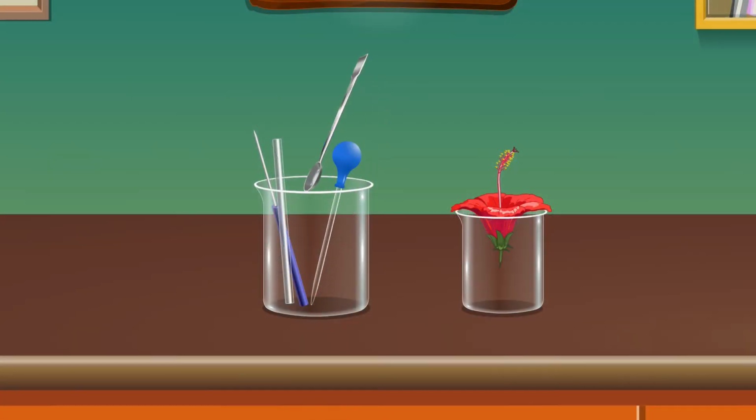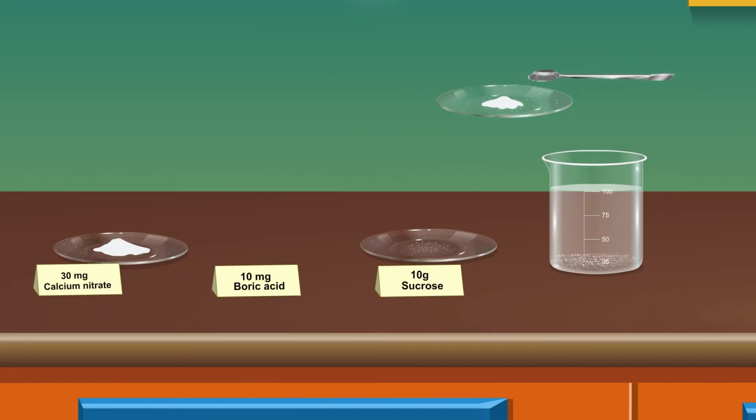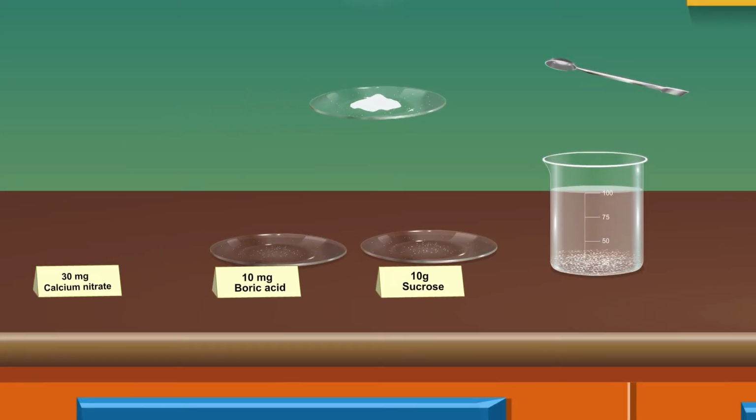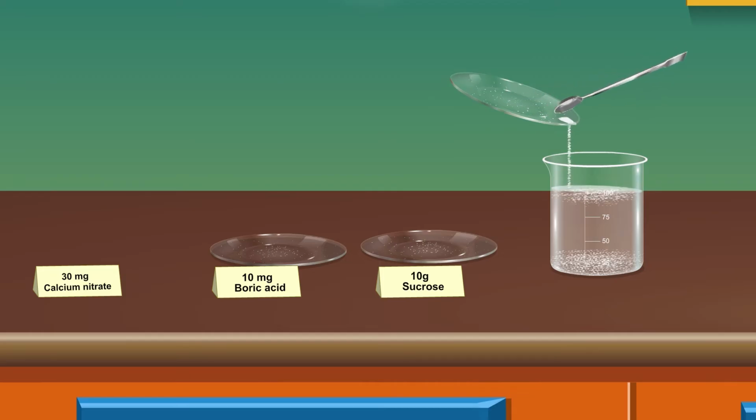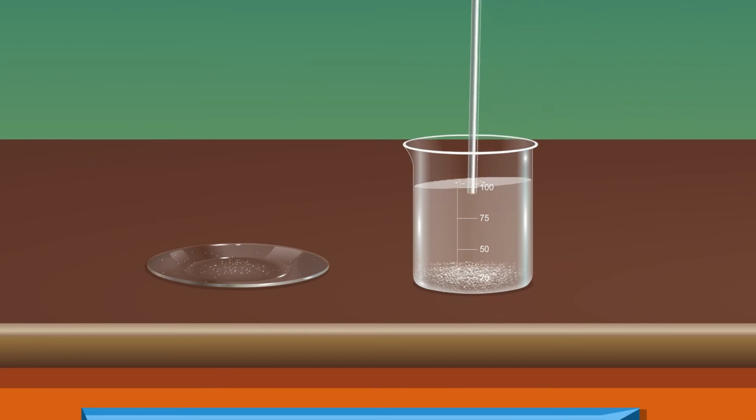Procedure: prepare the pollen germination medium by dissolving 10 g sucrose, and 10 mg boric acid, and 30 mg calcium nitrate into 100 ml of distilled water. Using a glass rod, stir the solution to mix it well.